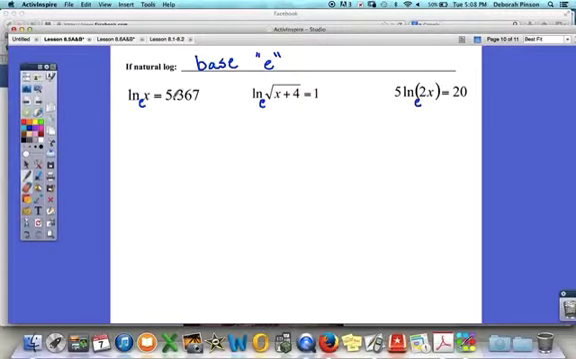Now I'm going to really do the same thing. I'm going to change forms. So e to the 5.367 equals x, and I can put that in my calculator and see what I have. Let me get my calculator real quick. I don't have it with me at the moment. Alright, so I'm going to put that in my calculator, and I will get 214.2 equals x.